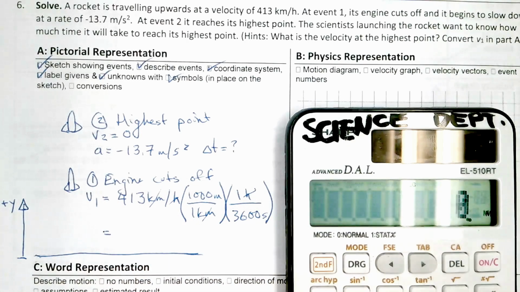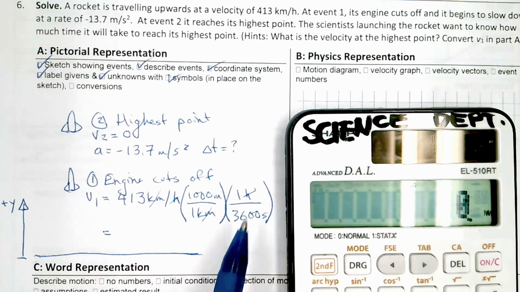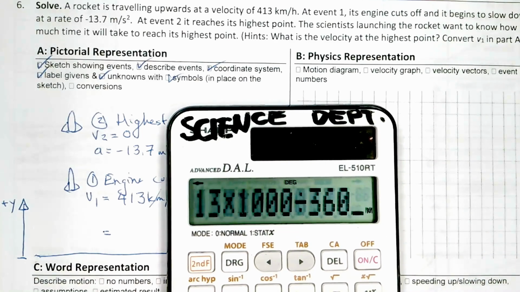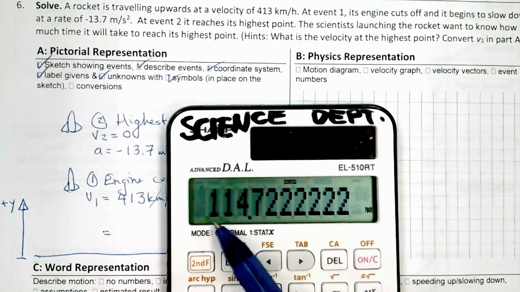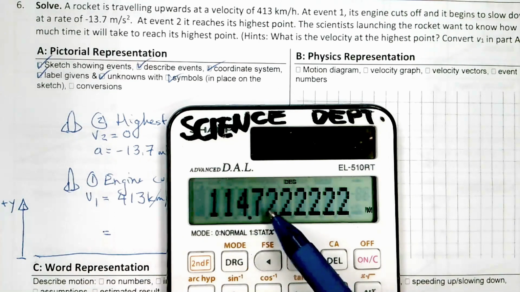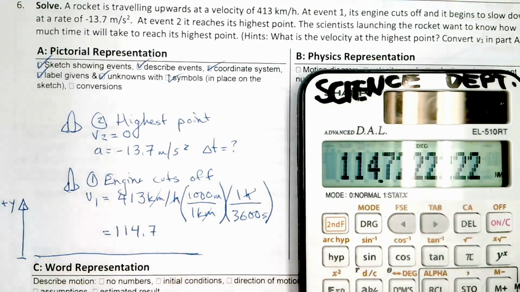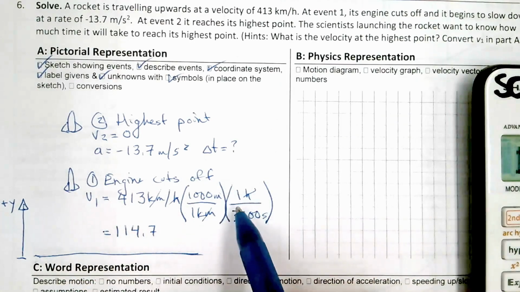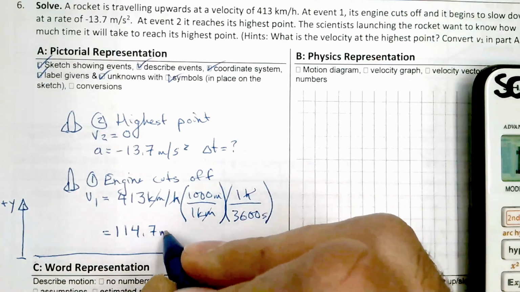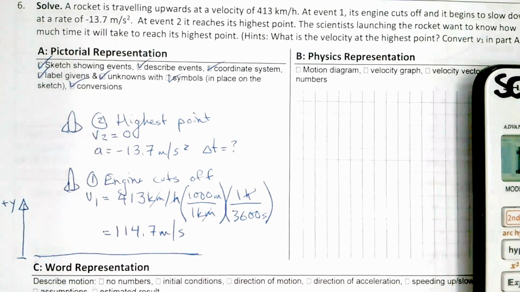So now we're ready to do our calculation. We have 413 times 1,000 divided by 3,600. Here we have our result in meters per second. We're going to keep 4 significant digits and cut off the remainder. The remaining units, meters divided by seconds. And now we've completed part A of the problem.